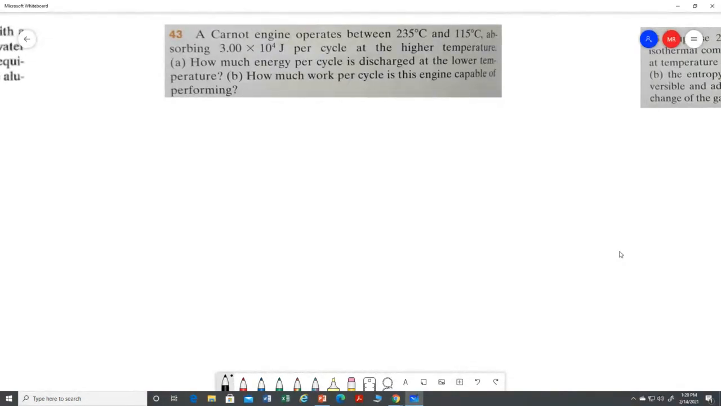What is given in the fourth question? This question is also related to the engine. Am I right? Yes. So the Carnot engine operates between 235 degrees Celsius and 115 degrees Celsius. That means the high temperature value is 235 degrees Celsius. Am I right? Yes. The low temperature value is 115 degrees Celsius. And while it works, how much energy does it absorb from the hot reservoir? It absorbs this much energy. Am I right?